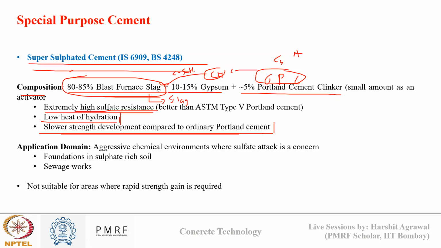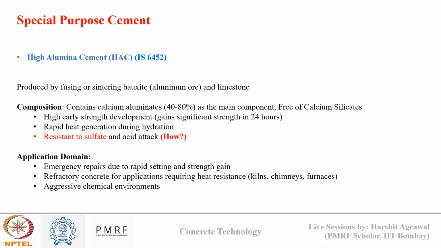And where will this super sulfated cement be used? It will be used in environments which are aggressive to sulfate attacks, like sulfate rich soil or sewage work. However, it is not suitable for areas where rapid strength is required because it is a low strength gain cement. Then similarly, there is high alumina cement, okay, which is produced by fusing bauxite, alumina ore, and limestone. Okay, and it contains calcium aluminates in very high proportion. It doesn't have calcium silicates. Okay, it is mainly composed of calcium aluminates.